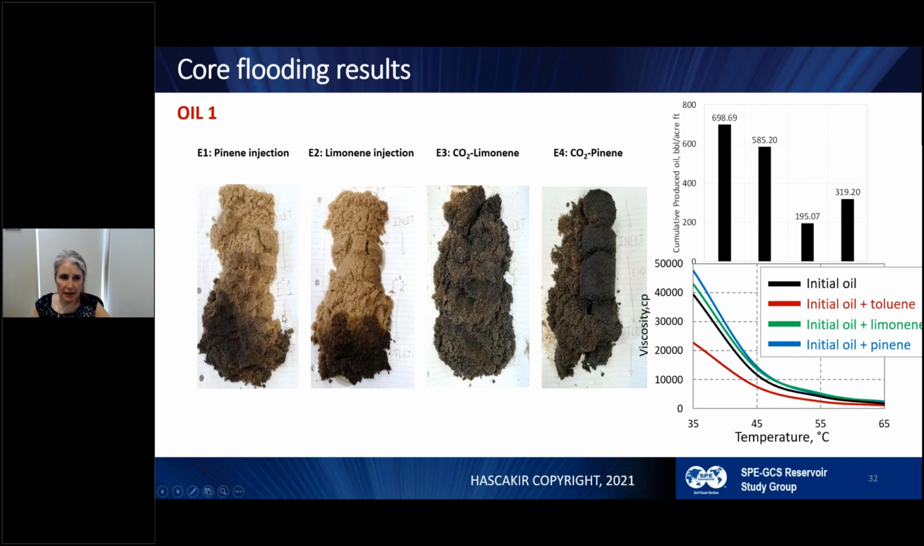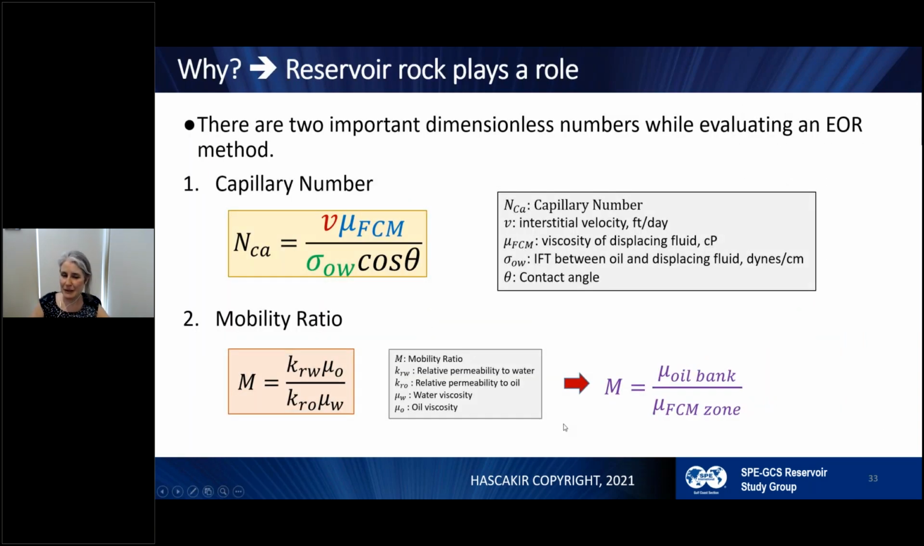So I'm seeing that pinene and limonene in the core flood experiments are giving really promising results, but in the viscosity measurements, it's saying vice versa. So what's going on here? Really, I don't understand this. Here, the reservoir rock is also playing an important role in the mobility of the oil.